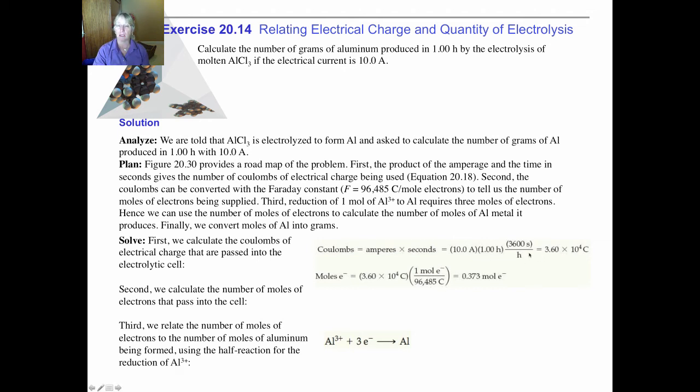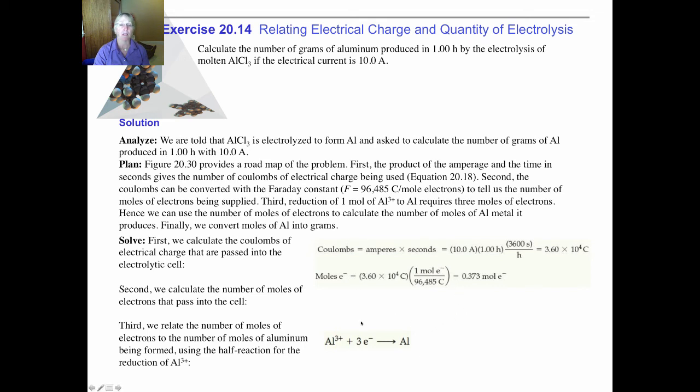We got the charge by taking time in seconds times amps, then the moles of electrons flowing times the charge per mole of electrons, so that would be 1 over 96,485 coulombs. Coulombs will cancel out, and you'll find out that you had 0.373 moles of electrons that were flowing. Well, we're almost there. We've done the hard part.